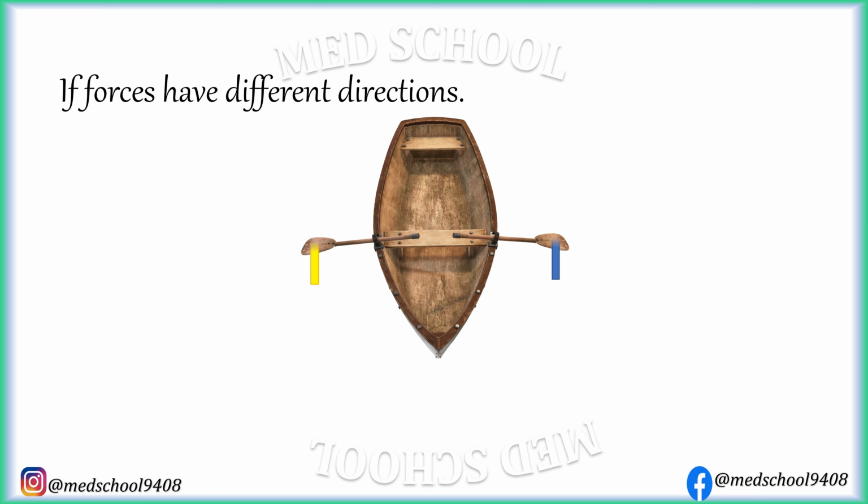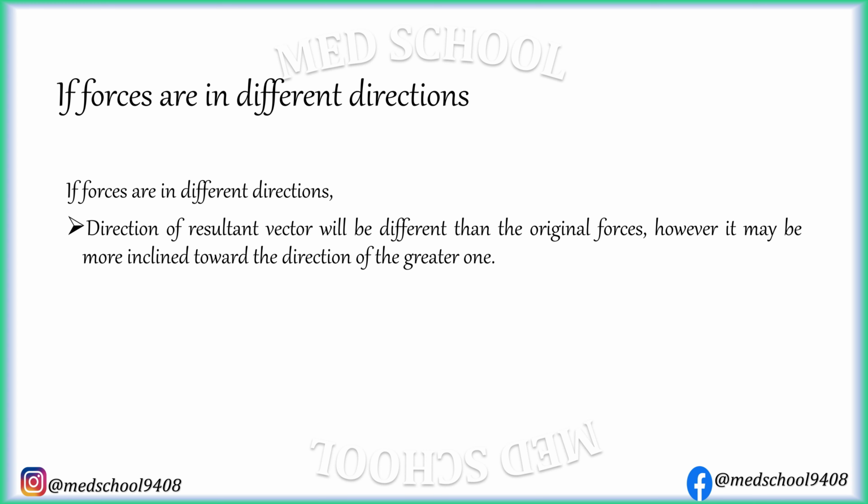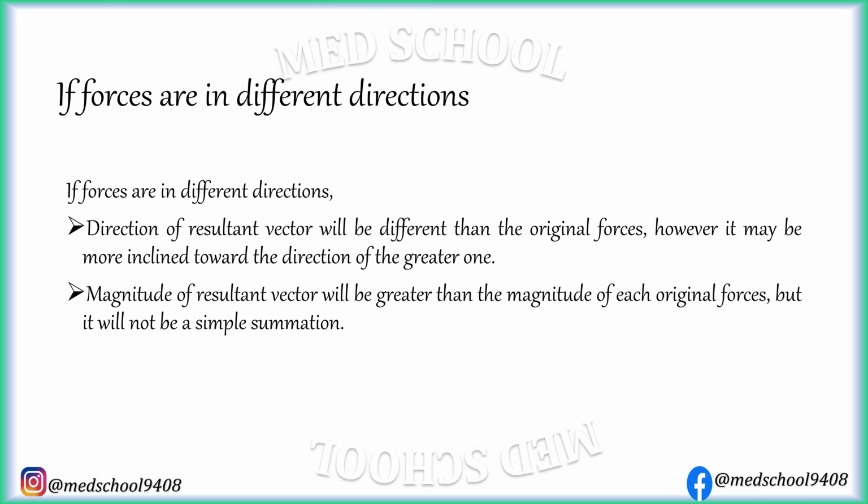Now, if stroke is made with both the pedals, boat will move forward but without swaying in any direction, and its movement is slightly greater than both previous examples. This is because the resultant vector is directed in forward direction and has a magnitude greater than individual forces. From this example, we can conclude that if forces are in different direction, then direction of resultant vector will be different than the original forces. However, it may be more inclined toward direction of greater one. And magnitude of resultant vector will be greater than the magnitude of original forces. But it will not be a simple summation.